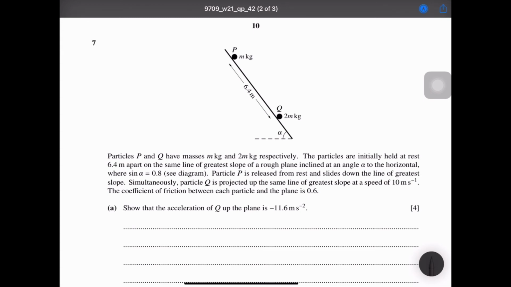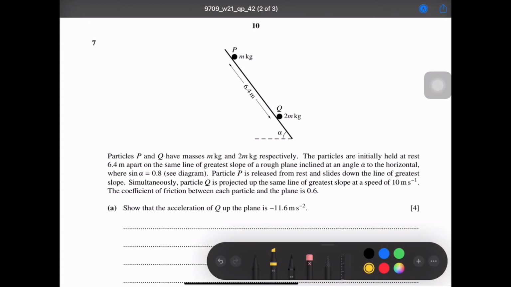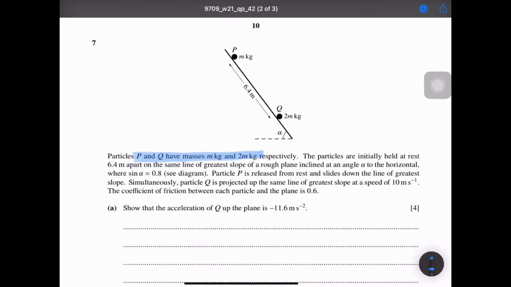Let us see question 7. Particles P and Q have mass m kg and 2m kg. This is P, m kg, this is 2m kg. The particles are initially held at rest 6.4 meter apart. That means these two particles are 6.4 meter apart on the same line of greatest slope of a rough plane. So your plane is rough, that is there is friction. It is inclined at an angle alpha to the horizontal, where sin alpha is 0.8. Particle P is released from rest and slides down. It's going in the downward direction.